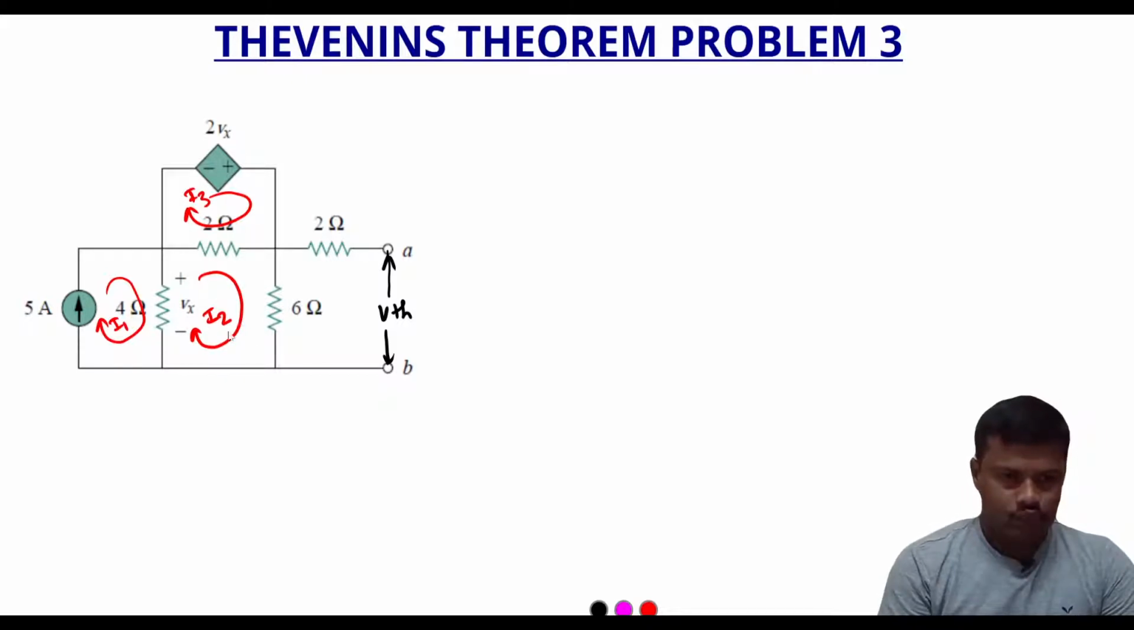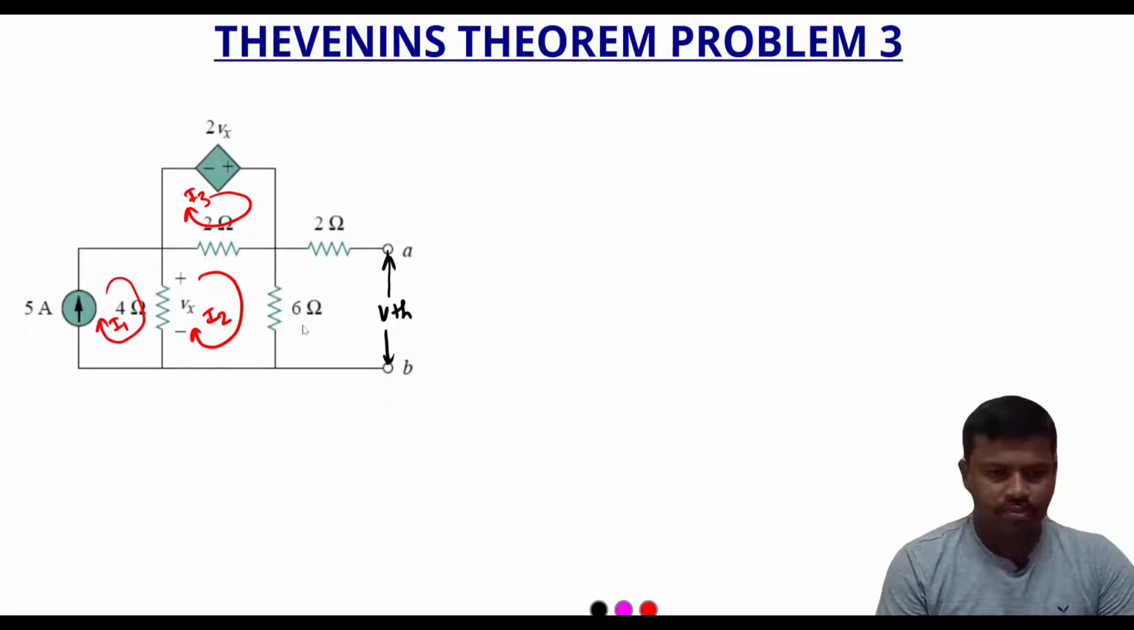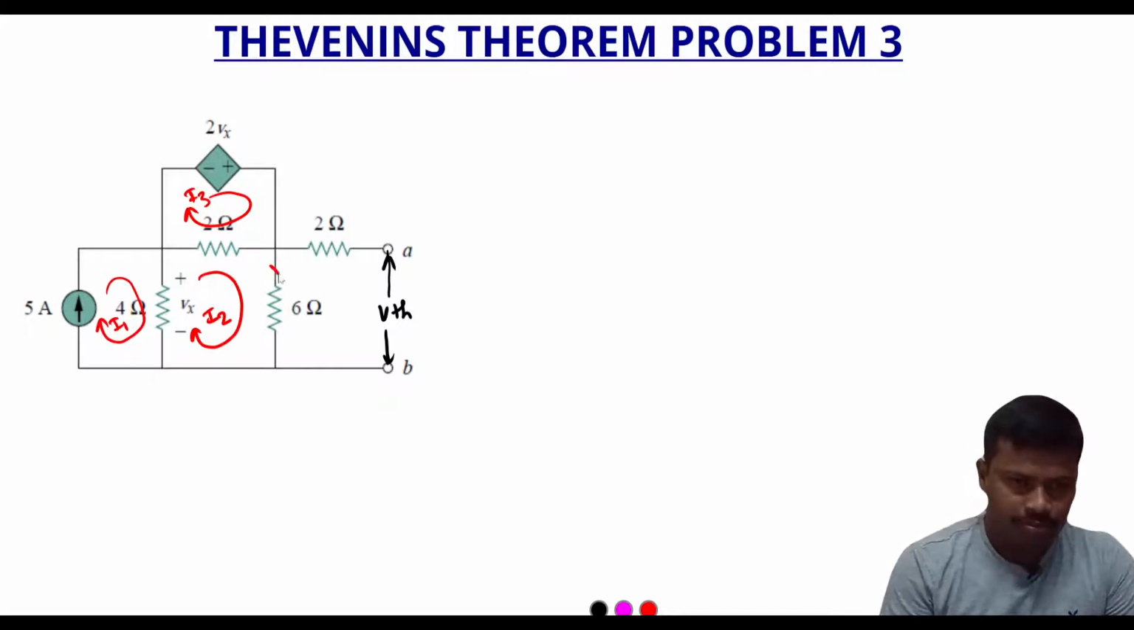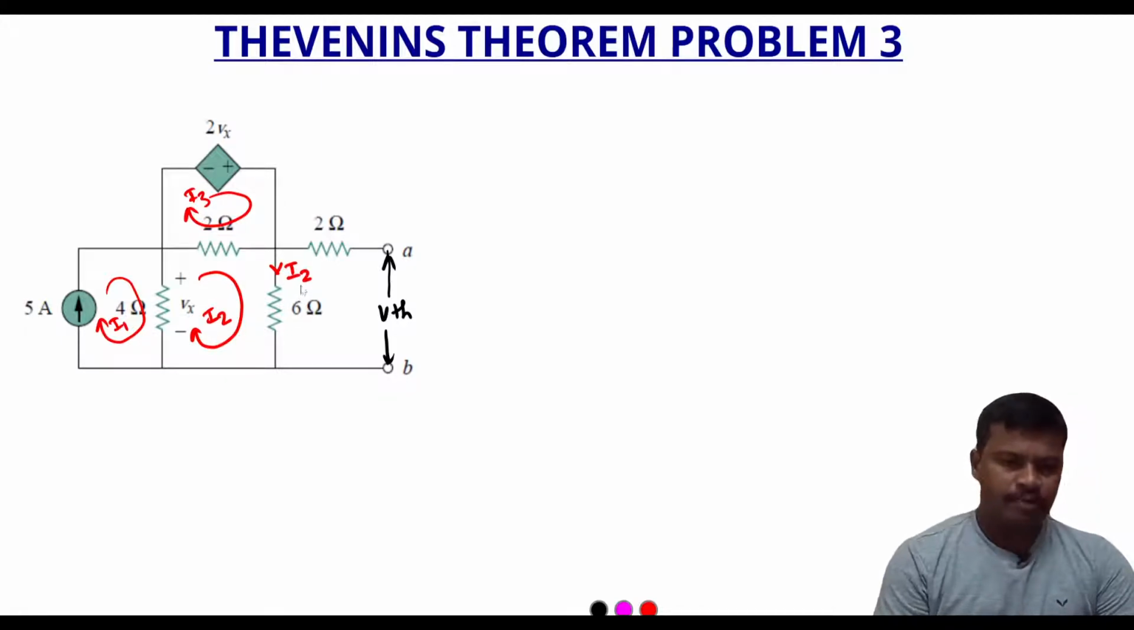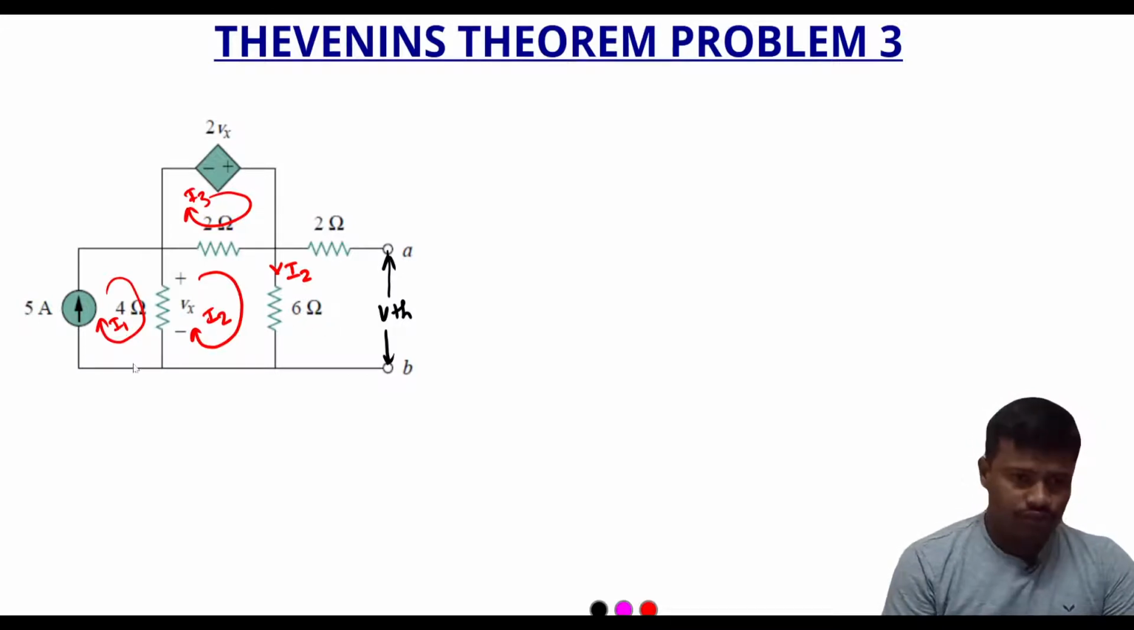Now, as per these loop currents, the voltage drop across the 6 ohm resistor will be 6 into I2, because the current flowing through the 6 ohm resistor is I2. So we need to find the value of current I2, then we can find Vth. To find I2, let us apply KVL in the first loop.